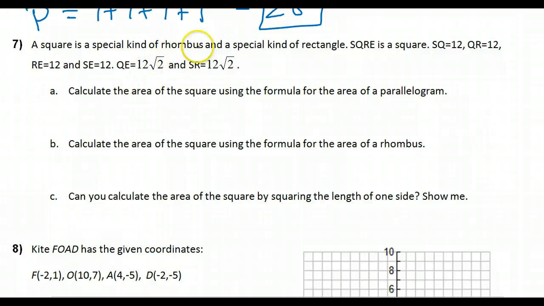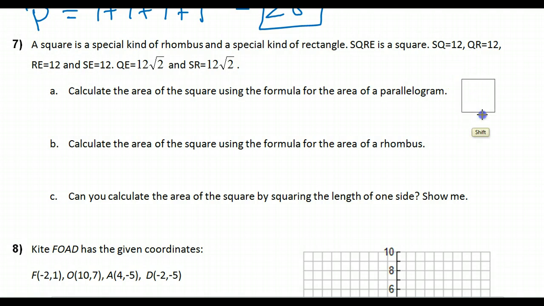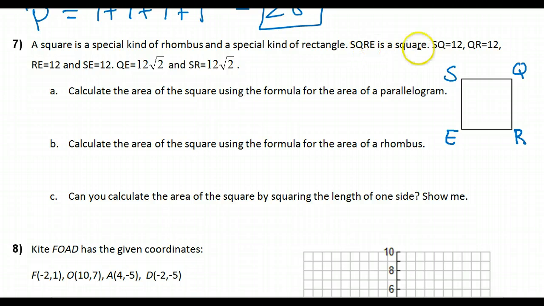A square is a special kind of rhombus and a special kind of rectangle. SQRE is a square. Again, we should probably draw it. So here is a square, SQRE. SQ is 12, so that's 12. QR is 12. It's a square, we already knew that. RE, yeah, all the sides are 12. We get it.